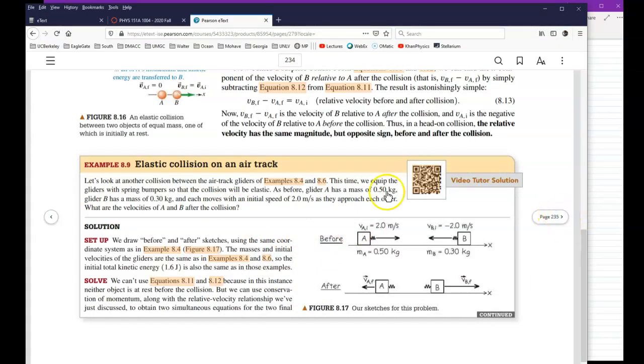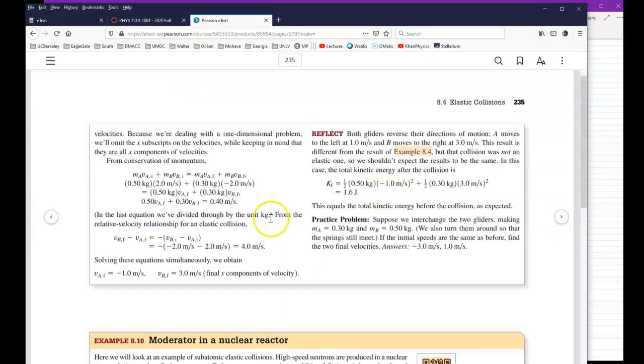Next page. I believe he did it the same way. There we go. He has a different version for it. It's right here. It's slightly different from mine. Mine, I find it easier. But anyway, there we go. VA is -1 and VB is 3. Got it? Okay, good.